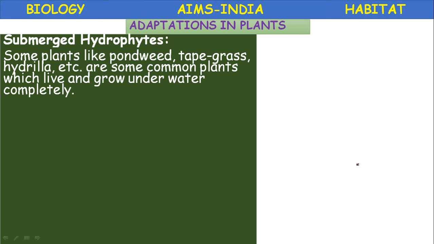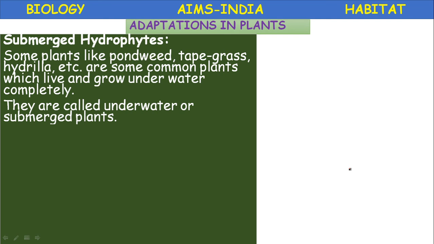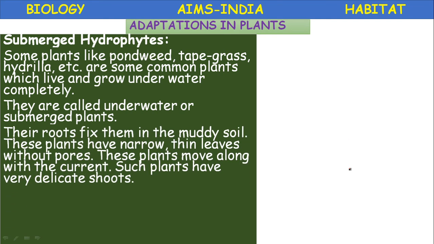They clean the water by using carbon dioxide given out by aquatic animals. They also give oxygen to aquatic animals. This is the speciality of submerged water plants, underwater hydrophytes. Some plants like pondweed, tape grass, hydrilla, these are some of the common examples which live and grow completely underwater. They are called underwater or submerged plants.